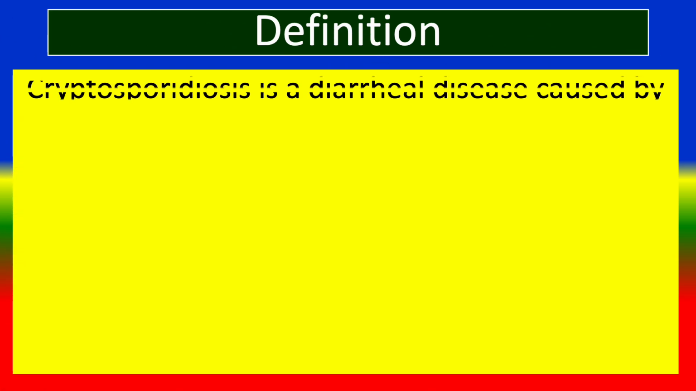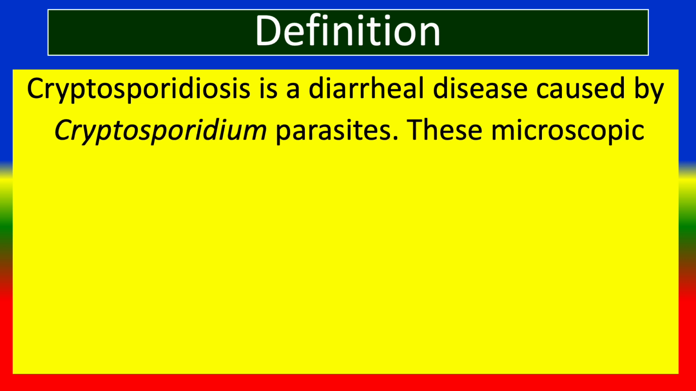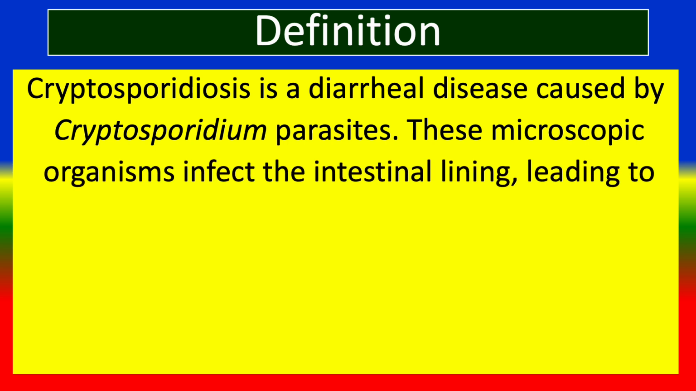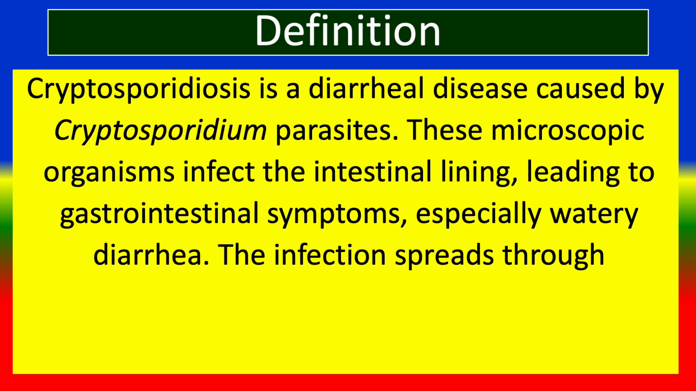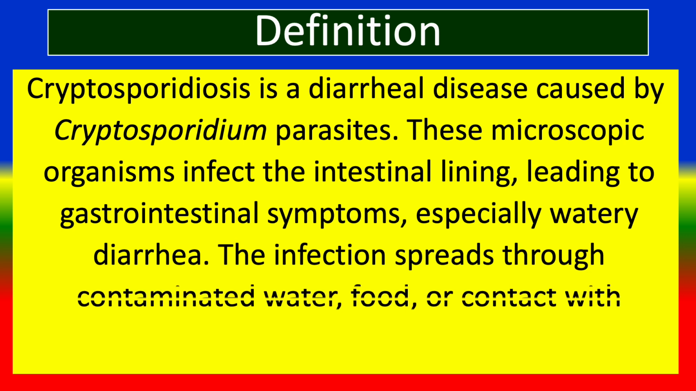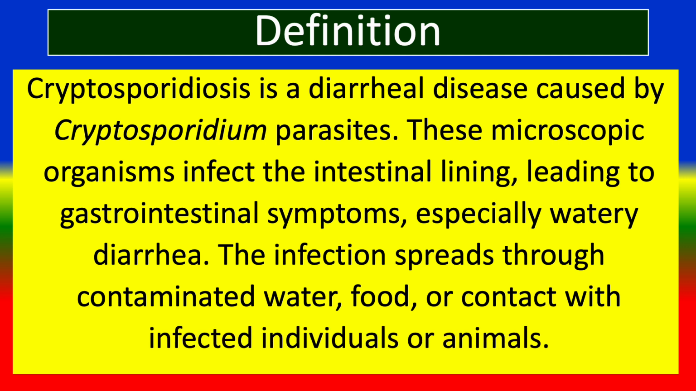Definition. Cryptosporidiosis is a diarrheal disease caused by Cryptosporidium parasites. The microscopic organism infects the intestinal lining, leading to gastrointestinal symptoms, especially watery diarrhea. The infection spreads through contaminated water, food, or contact with infected individuals or animals.